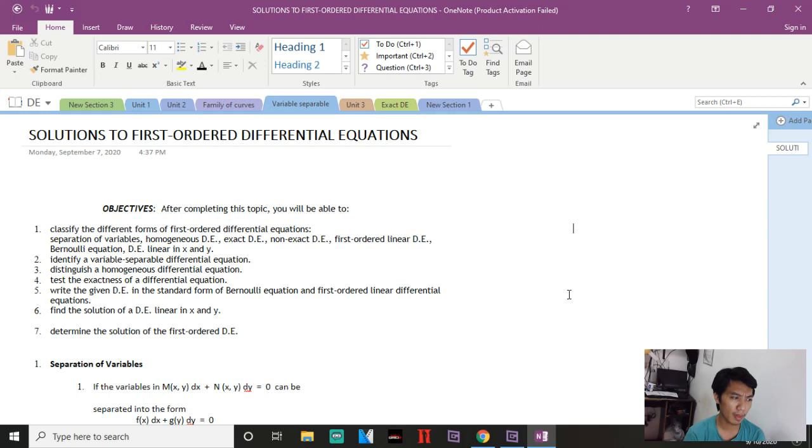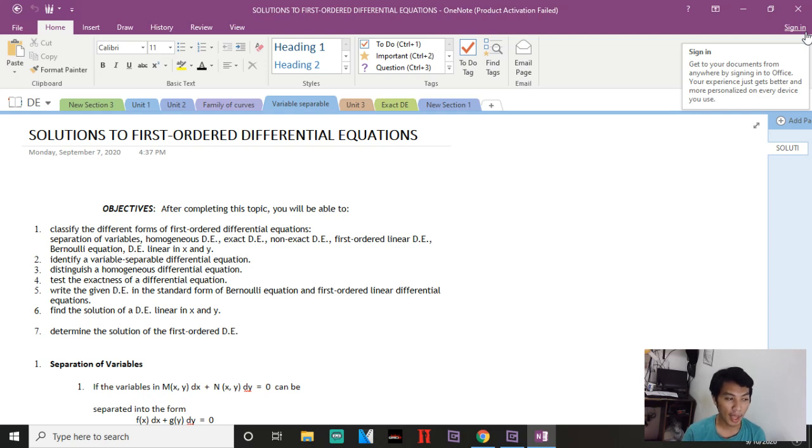And number two, we will identify first yung variable separable differential equation. Ano nga ba yung mga kailangan natin gawin pagdating ng ating variable separable? And next, distinguish a homogeneous differential equation. Okay? So later on in our topics, we will talk about homogeneous differential equations. And next, we will test the exactness of a differential equation when we go to exact DE.